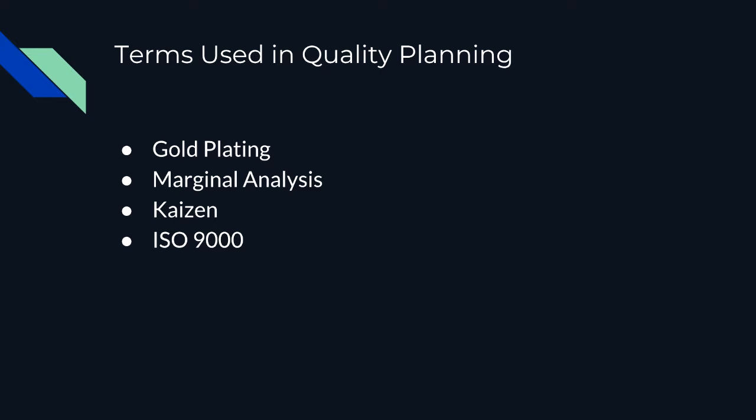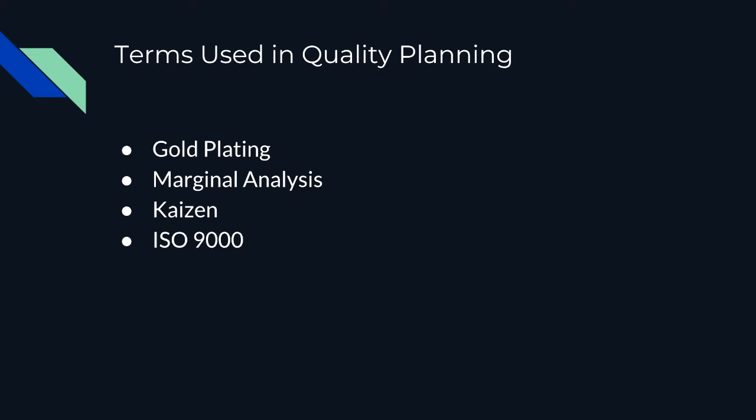The first one is called gold plating. This refers to adding in extra unnecessary features for the consumer that add no extra value to the product. Then we also have marginal analysis. This is where the cost of implementing a new feature is roughly equal to its return value. This means projects wish to stay under the marginal analysis.